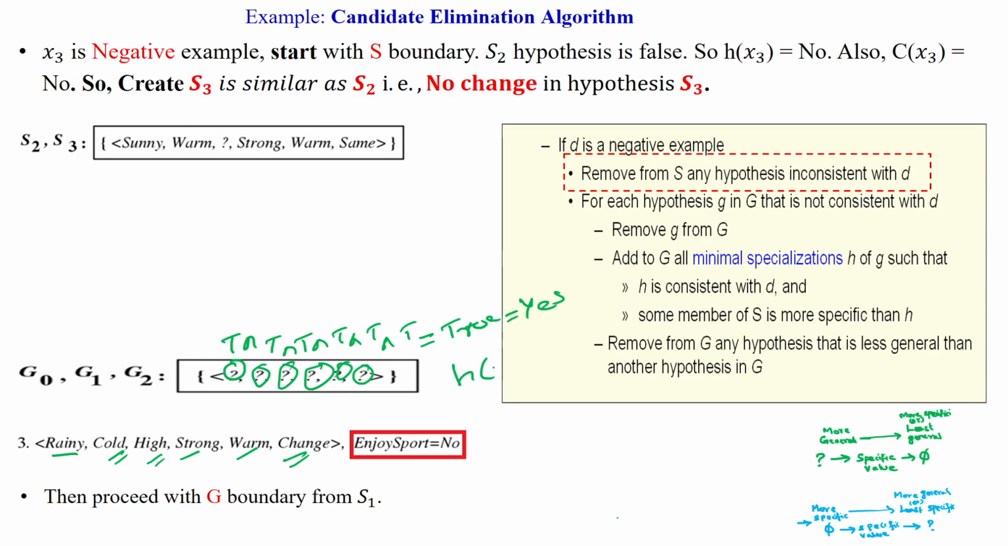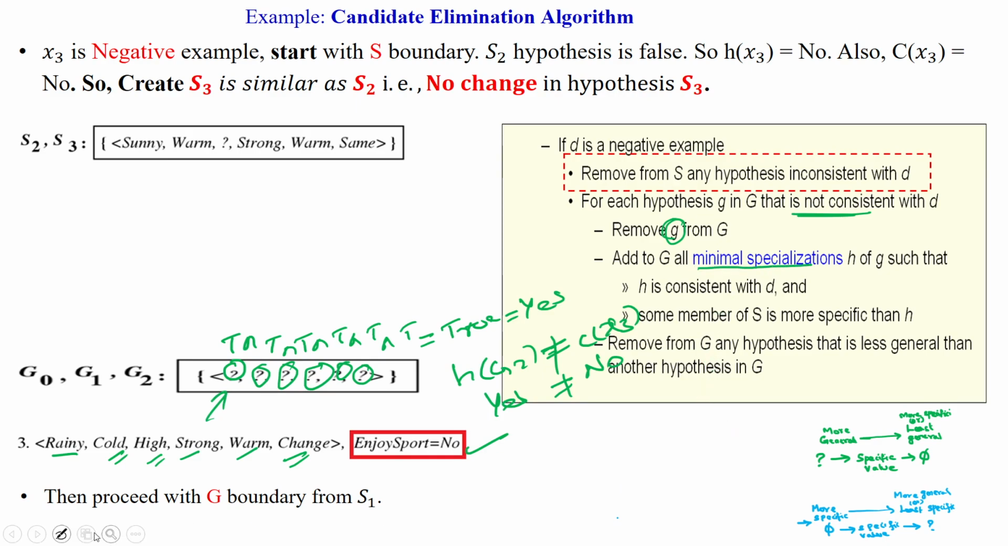g3 g2, h of g2, right, is not equivalent to the c of x3. Look at that, h of g2 is yes, but here c of x3 is no. So this is inconsistent. If it is inconsistent, then what to do? We have to remove that constraint from the g, this constraint, by adding minimal specialization.